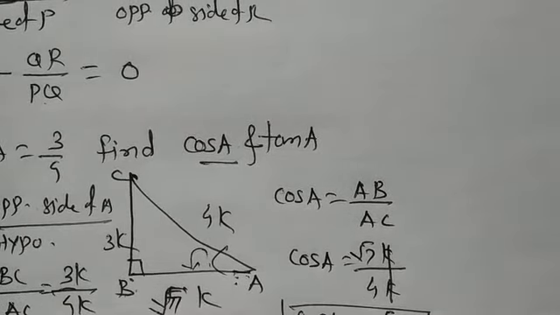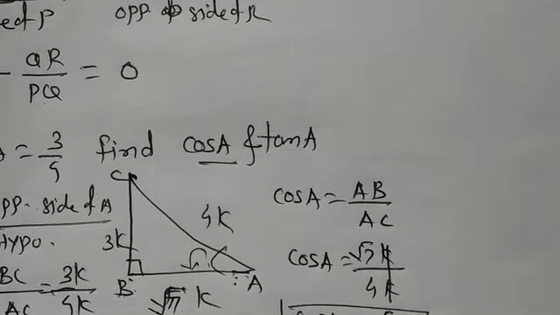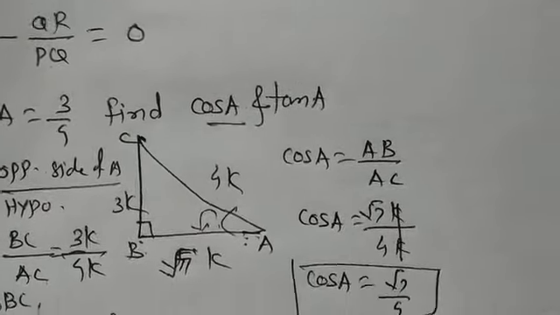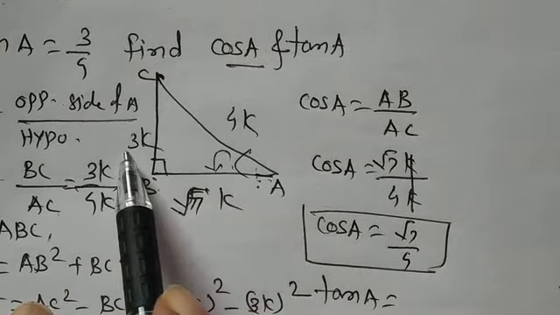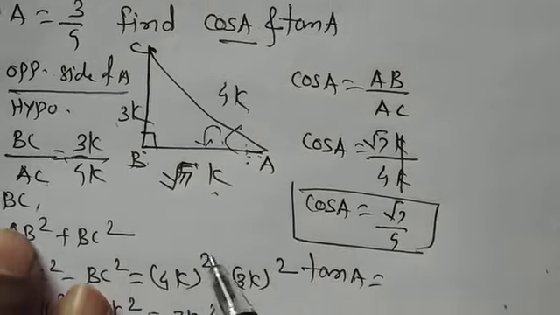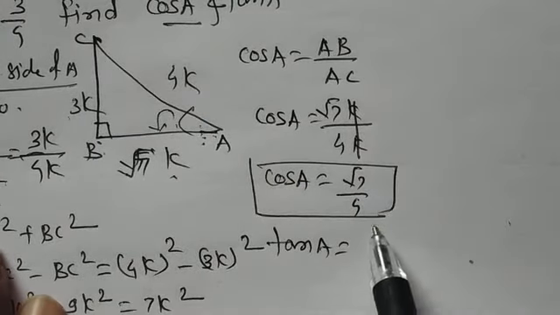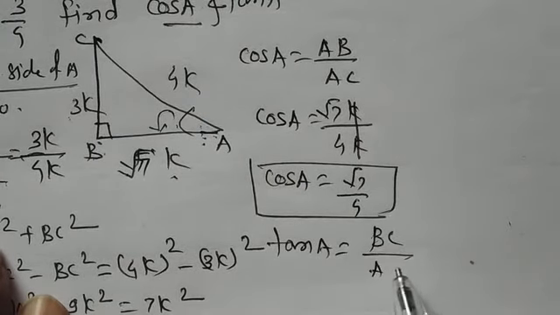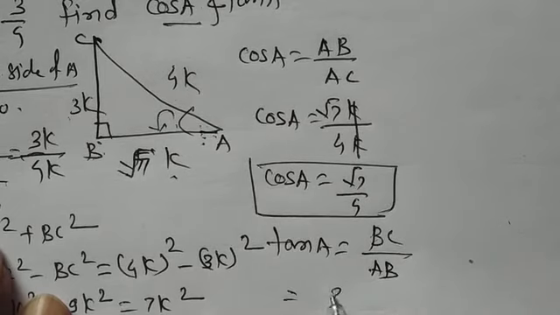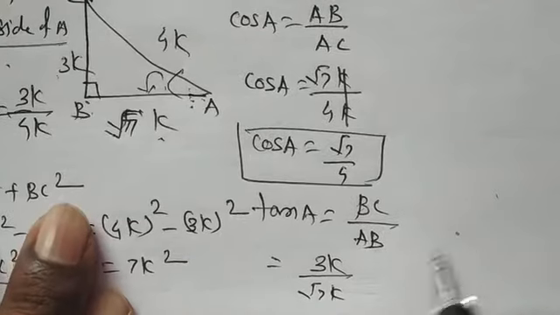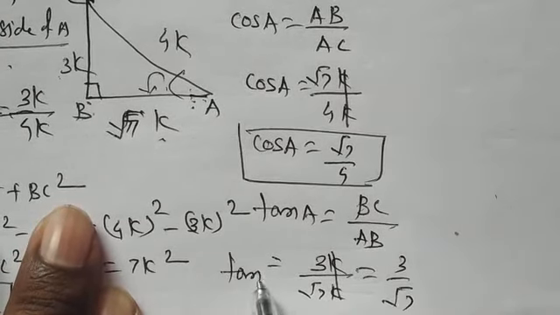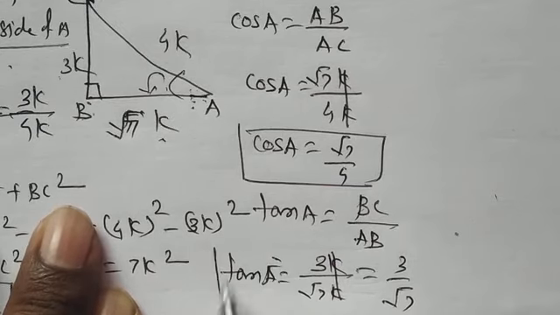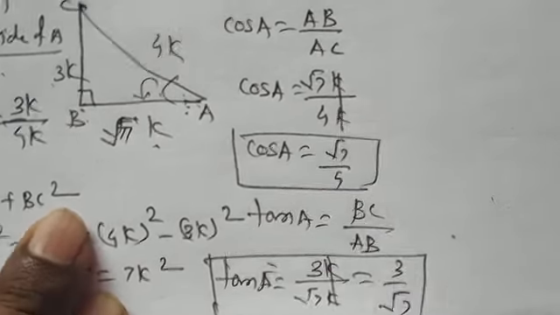Same for tan of A. The formula: tan is opposite upon adjacent. The opposite is 3K and the adjacent is root 7K. That is BC by AB. Then BC is 3K upon root 7K. K gets cancelled, so tan of A is 3 by root 7.